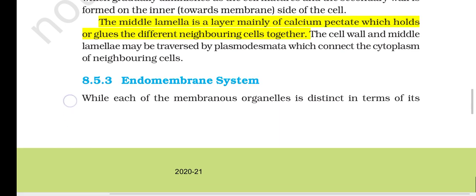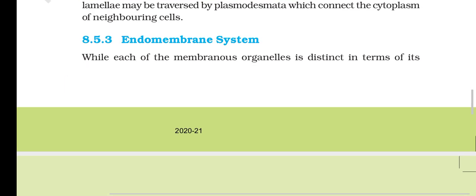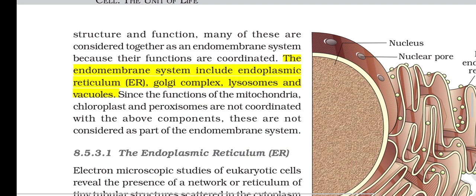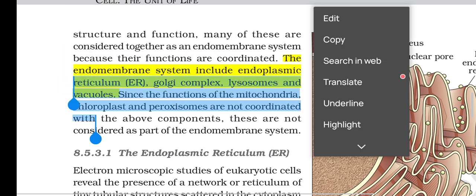8.5.3 Endomembrane system. While each of the membranous organelles is distinct in terms of its structure and function, many of these are considered together as an endomembrane system because their functions are coordinated. The endomembrane system includes endoplasmic reticulum, Golgi complex, lysosomes, and vacuoles. Since the functions of mitochondria, chloroplast, and peroxisomes are not coordinated with the above components, these are not considered as part of the endomembrane system.